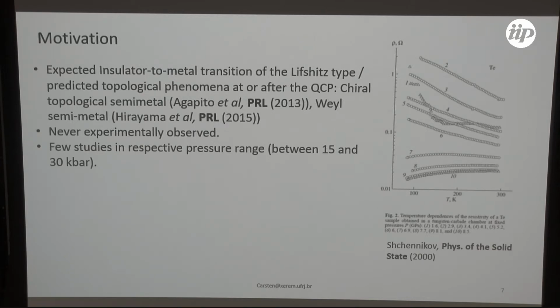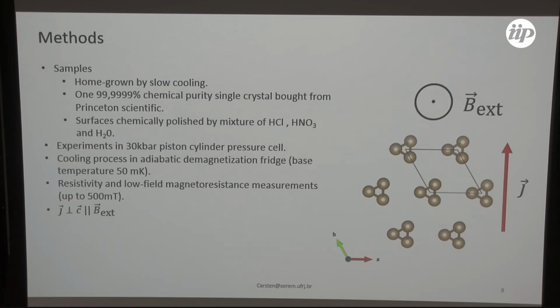To do that, we already had some experience with tellurium due to other projects, but we heard that we can have tellurium with very few vacancies from Princeton Scientific, so we bought a crystal, cleaned the surface chemically, and put it into a 30 kilobar piston cell. As a cooling device, we used an adiabatic demagnetization fridge, and then we performed resistivity and low field magnetoresistance measurements.